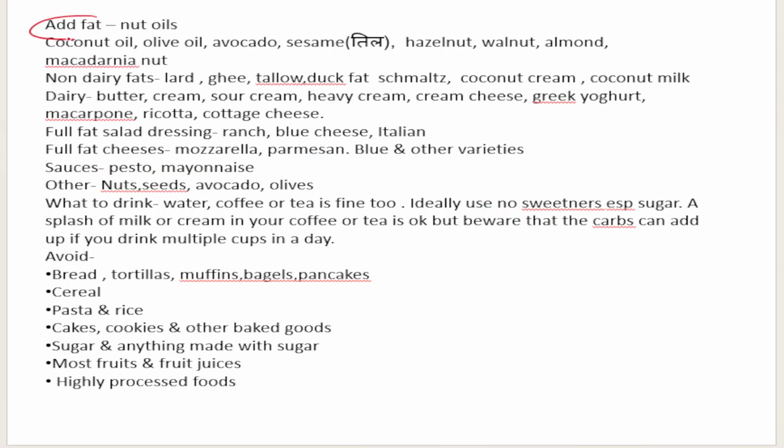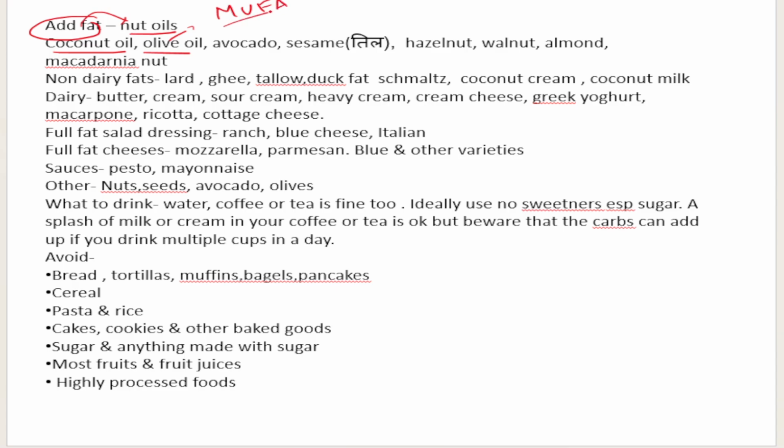Then you can add fat. So what fat can you add? Like nut oils. These include coconut oil, olive oil. We saw that olive oil is an example of monounsaturated fatty acid, which is beneficial for the body. Then avocado, sesame, which is called til in Hindi, hazelnut, walnut, which is also called akhrout. Then almond.